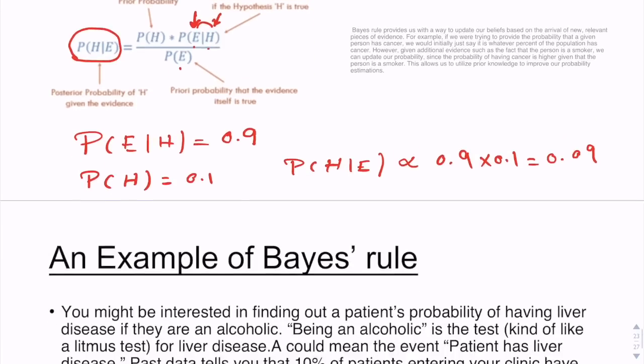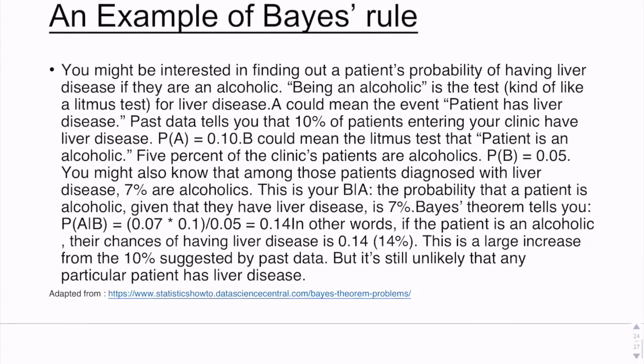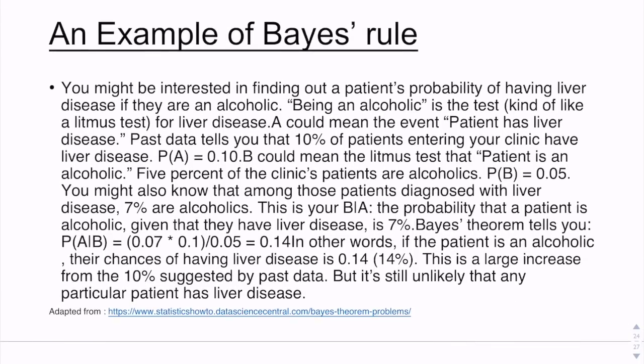Here, I have adapted an example from the source given here. You can read this one to see one of the applications of Bayes' rule for some medical purposes, and this is a very famous example. And you can also refer to this link that has a very clear and detailed explanation about Bayes' rule.